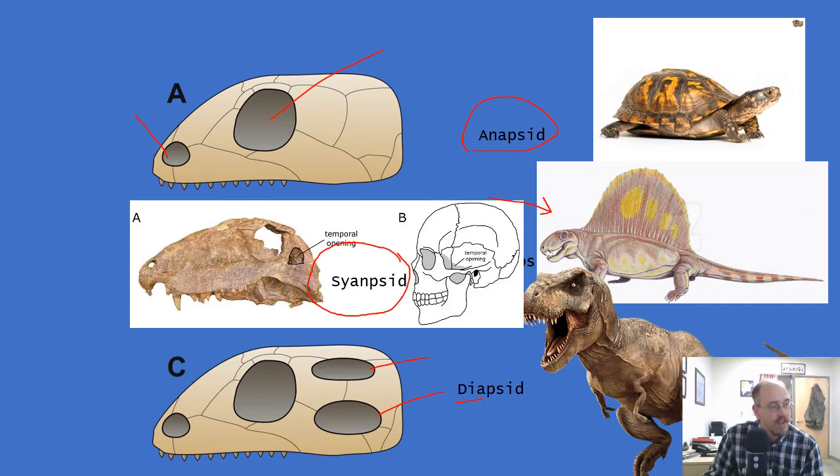There's an example of an ancient fossil showing that simple opening, they call it a temporal opening. You can see it right there. And you can see that same opening right here in a human being. So we have that opening as well.